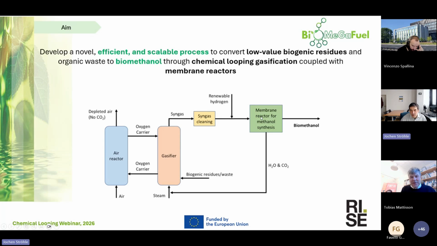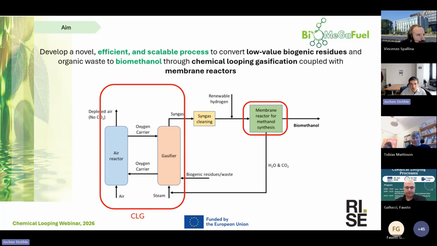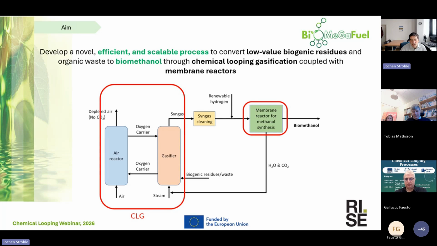And in the membrane reactor, we can separate the methanol from the other components like CO2 or H2O, which are recycled back to the gasifier as a fluidization gas. The focus here in this webinar will be on CLG. So the presentation I will show later is on the CLG project. But the membrane reactor is also an important system in the project.